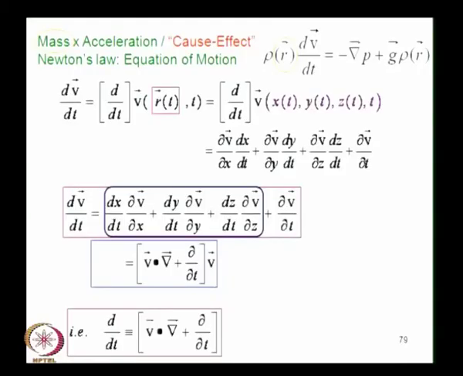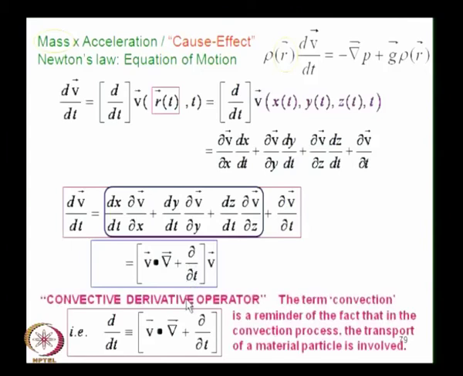So this is what is called the convective derivative. So this gives us an operational equivalence. This d by dt is now an operator, which is the time derivative operator, which is completely equivalent to what you see in this box, which is v dot del plus del by del t. This is called the convective derivative, because it reminds you of convection, okay?